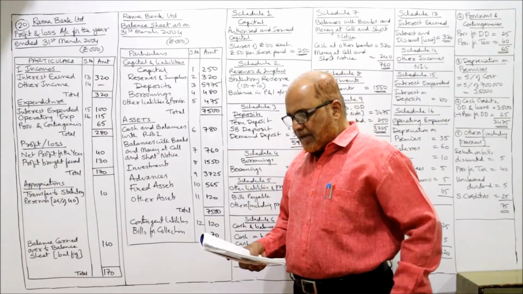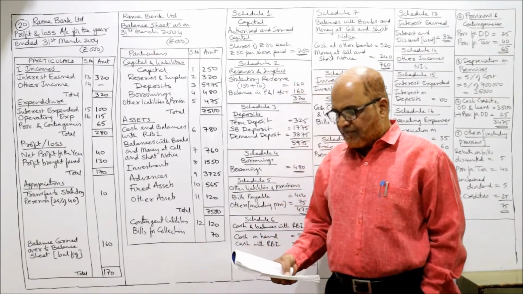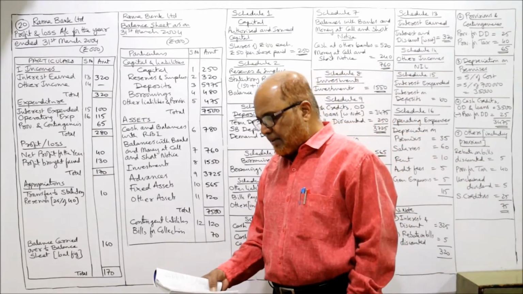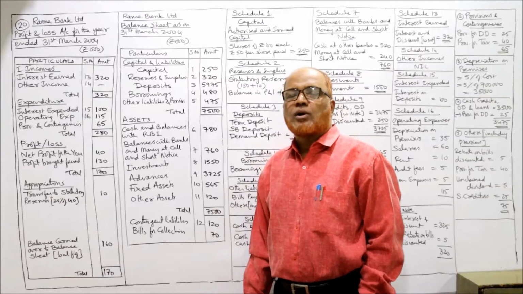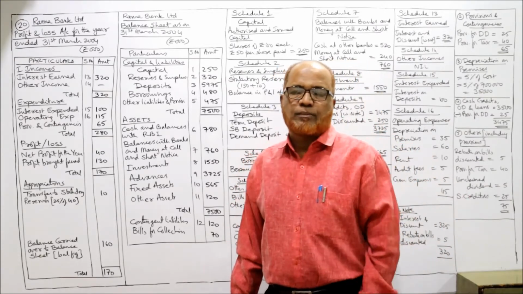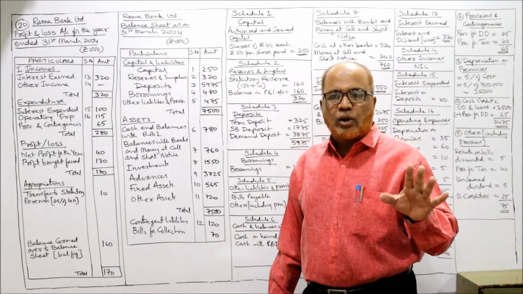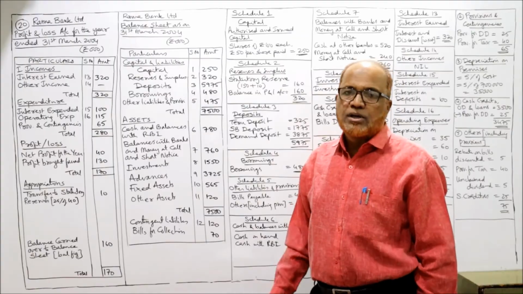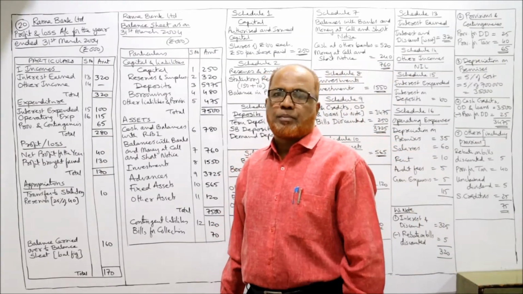From the following ledger balances of Rama Bank Limited as on 31st March 2004, prepare the profit and loss account for the year ended and the balance sheet. So we are required to make both the profit and loss account and the balance sheet in this problem. In earlier problems we did only the profit and loss account or only the balance sheet, but here we have to make both. So all the 16 schedules we have to prepare.